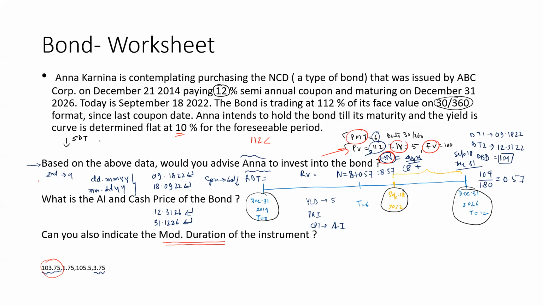So the first part of our problem is done. Should we advise Anna to invest in this bond? The answer is no, we should not. Why not? Because the fair price of the bond happens to be 103.75 and the bond is currently trading at 112%. So my bond worksheet tells me not to invest in this bond. What is the AI and the cash price of the bond? Ishtiaq, what is the AI and cash price? What is the accrued interest and cash price?